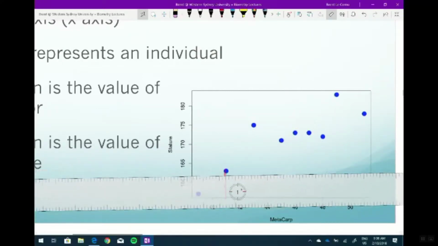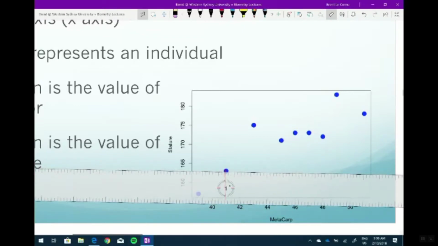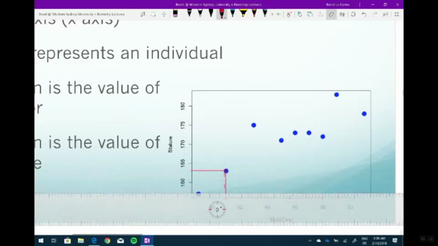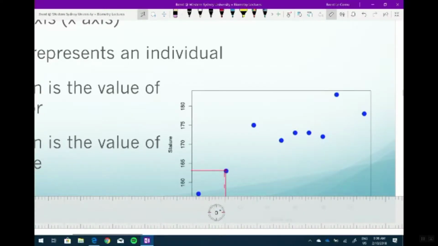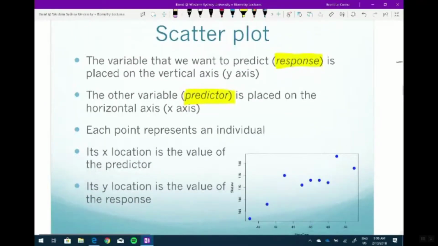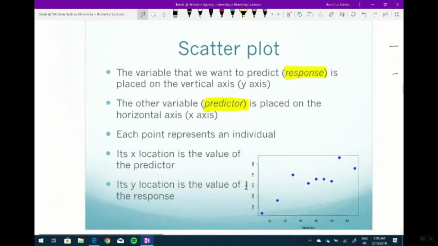And this one, probably somewhere 164 maybe, something like that. Okay? So that's for a single individual. Every point is a single individual. You get the value of the predictor and the value of the response.